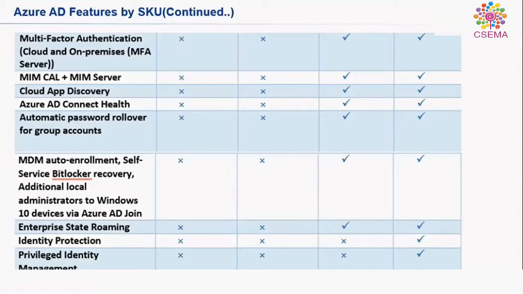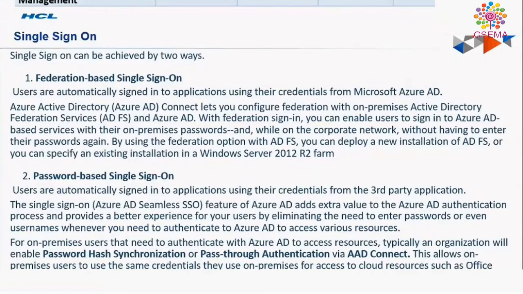So automatic password rollover for account groups. And then there is enterprise state roaming. So the enterprise state roaming is basically a feature when your machine is joined to Azure AD. The users will be able to leverage all the things available in the cloud or use the SSO features, etc. So there's identity protection, privileged identity management. So these are the features which are actually available in Azure AD.